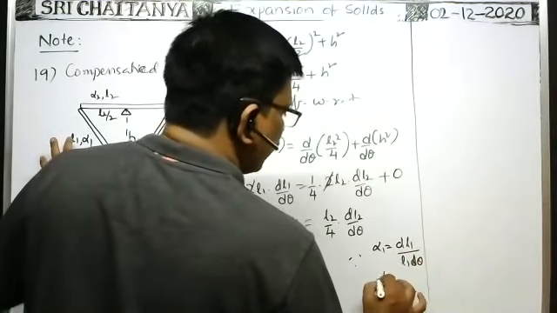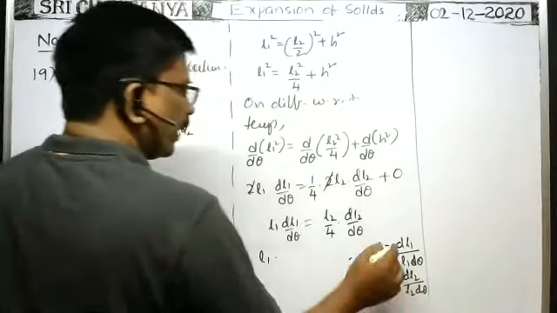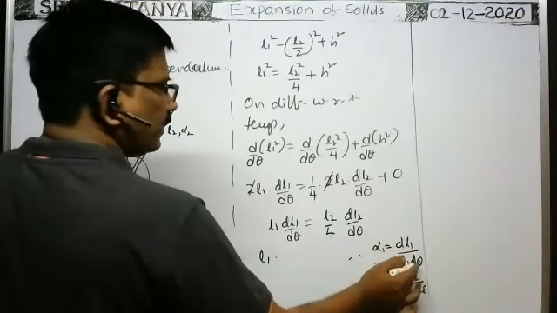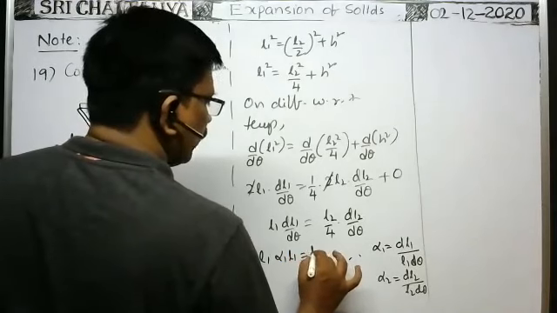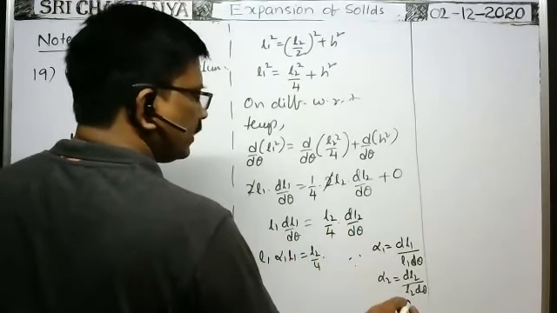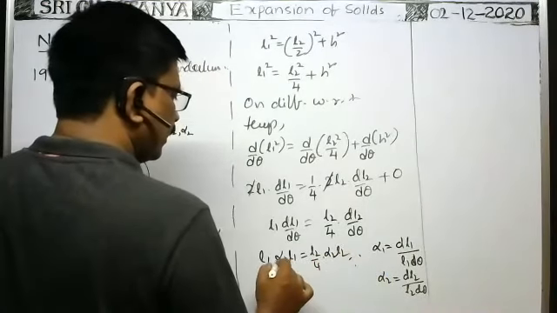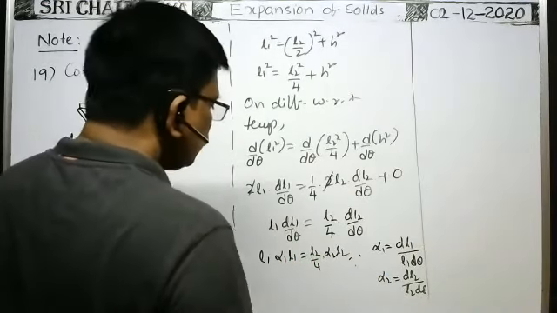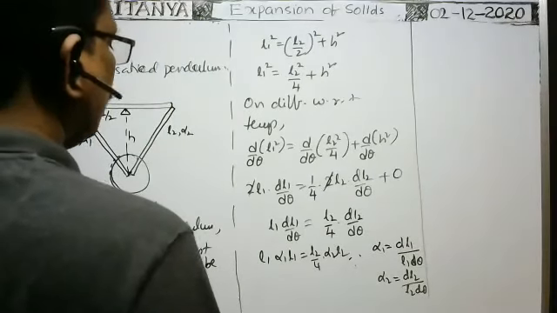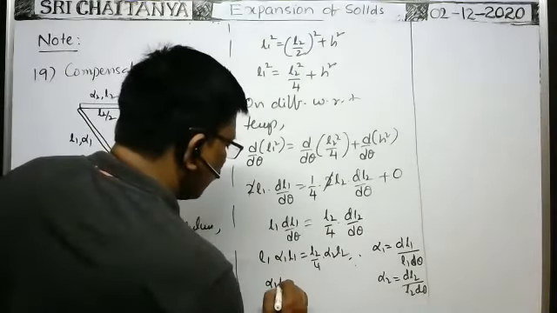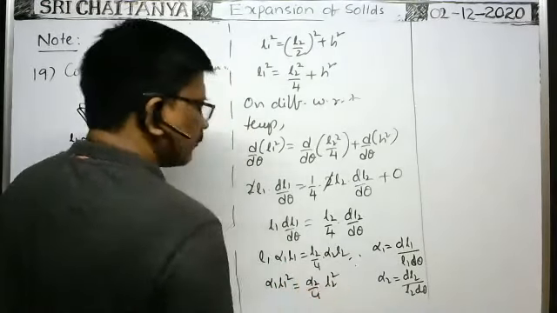Similarly, alpha 2 is equal to dL2 by L2 into d theta. So according to this formula, dL1 by d theta is equal to alpha 1 L1, and alpha 1 L1 is equal to L2 by 4 into dL2 by d theta, which means alpha 2 L2. So what about the relation between the ratio of the lengths? Here, alpha 1 L1 square is equal to alpha 2 by 4 into L2 square.